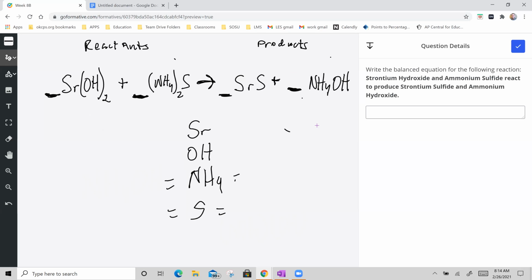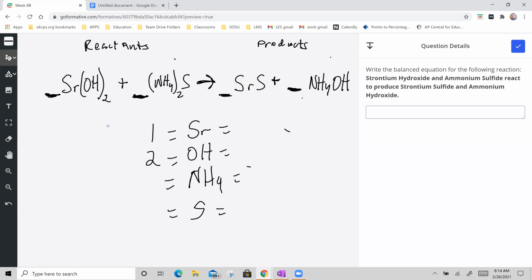Okay, so now all we have to do is count and see if we need to balance this. So we have a strontium, and there is only one strontium. Now, some people are saying that there are two. This 2 only applies to everything that's in that parentheses. Notice the strontium is outside of the parentheses, and it does not have a subscript. So there's only one. If you look at the hydroxide, the OH is in the parentheses, and it has a subscript of 2. So how many hydroxide are there?